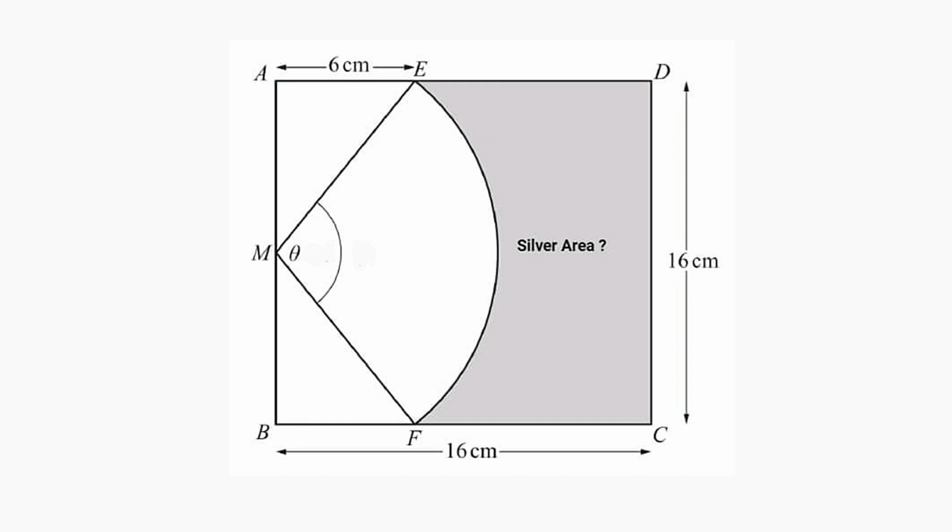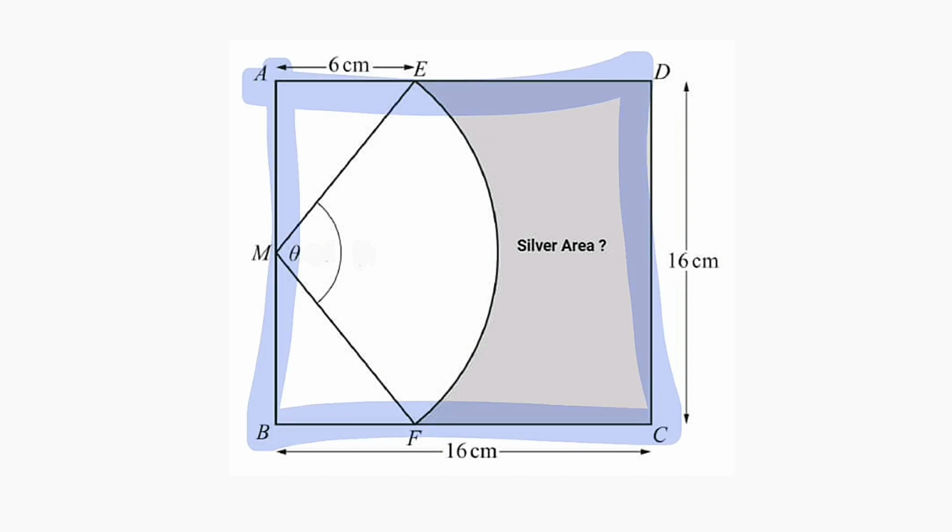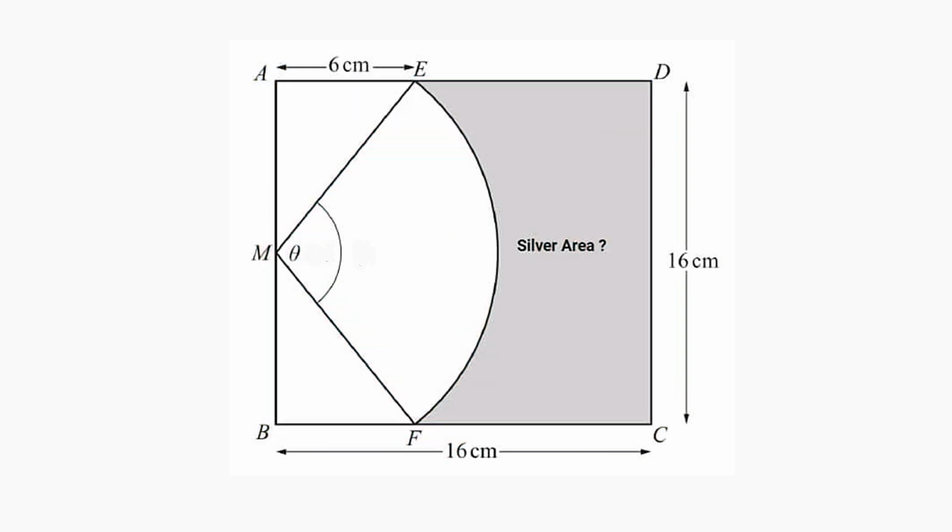We are given a square ABCD with an inscribed sector MEF, and we are asked to find the area of the shaded region. To find the area of the shaded region, you have to first of all find the area of the entire square. Then you take away the area of this sector, likewise the area of these two right angle triangles. Alright, now let us find the area of the square first.